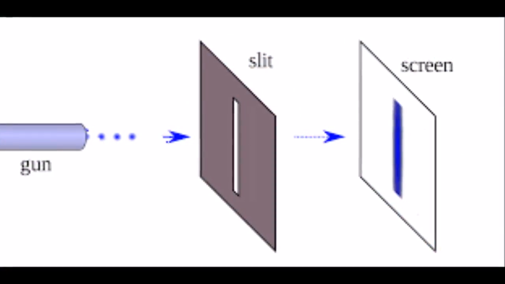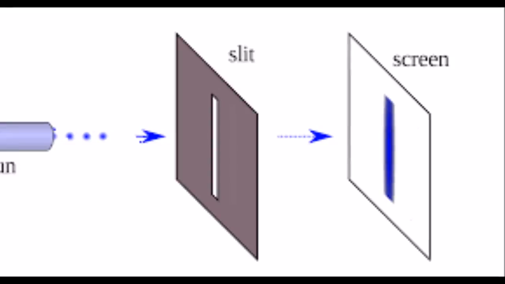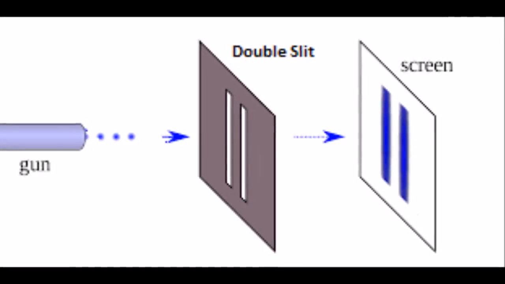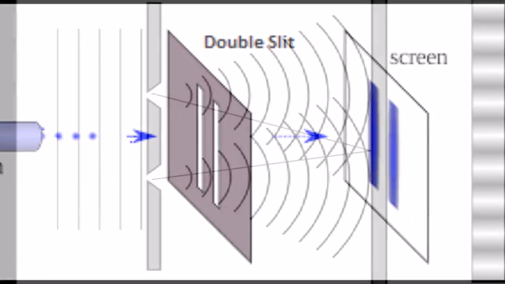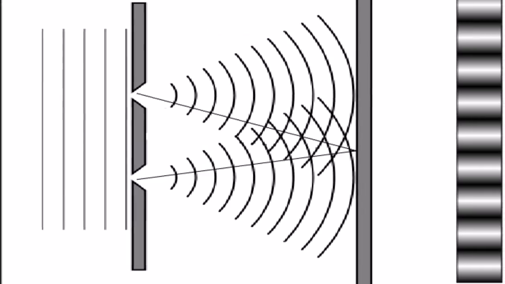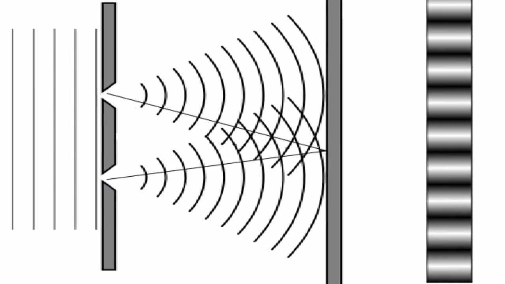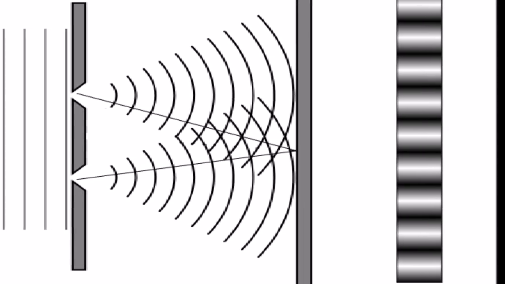When firing ball bearings through a single slit, a slit pattern is produced on the back screen. And when firing a wave pattern through a single slit, the wave fans out from the center. When ball bearings are fired through two slits, a double slit pattern appears. When a wave is sent through two slits, the result is two separate wave patterns which collide with one another, causing an interference pattern on the screen.